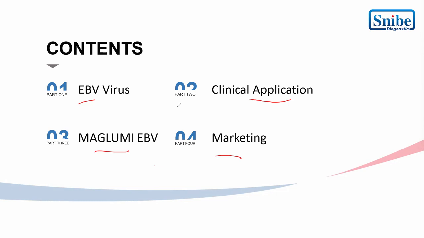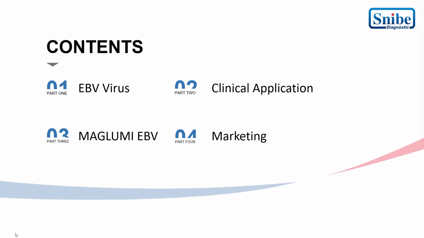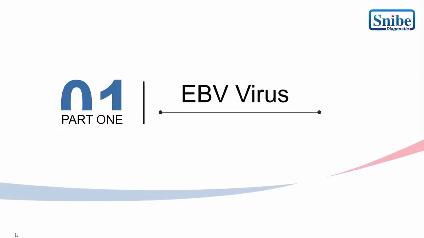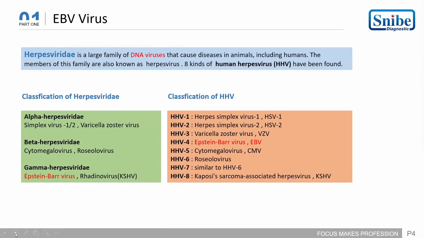So let's start with the EBV virus. So what is EBV virus? EBV stands for Epstein-Barr virus. Basically, it belongs to the herpesviridae, a large family of DNA-containing viruses, which may cause diseases in animals and in humans as well. You can see that members of this family are also known as herpesviruses.